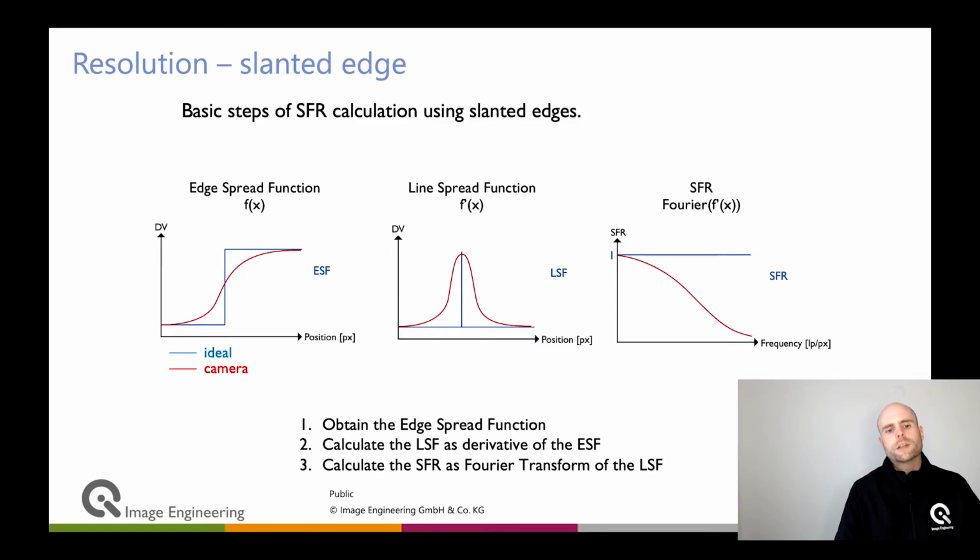The derivative of the edge spread function is the line spread function. And the line spread function for the ideal camera would look like an impulse, as the derivative of a jump is an impulse. For the real camera, it is more like a bell shape. Then the Fourier transformation of the line spread function gives you the spatial frequency response. The ideal again would be a constant, since the Fourier transformation of an impulse is a constant, so the SFR would be perfect, but of course for the real camera we have our SFR shape there. So that is the core algorithm of the slanted edge method.